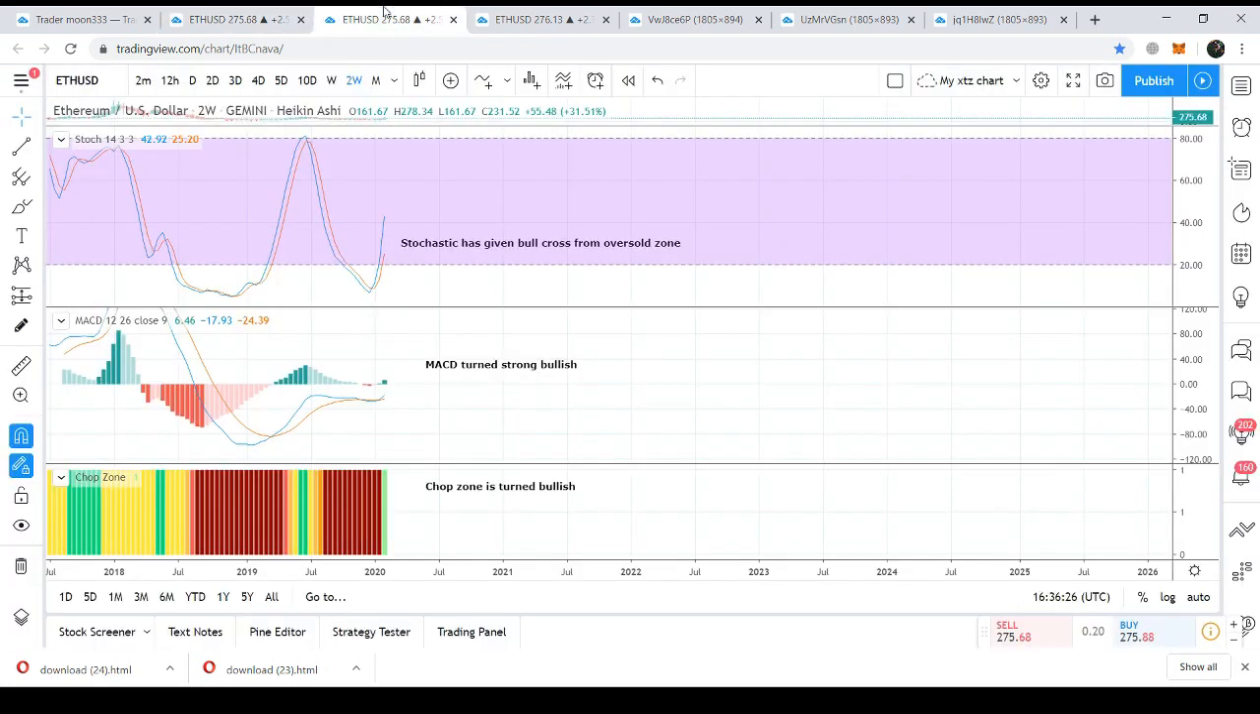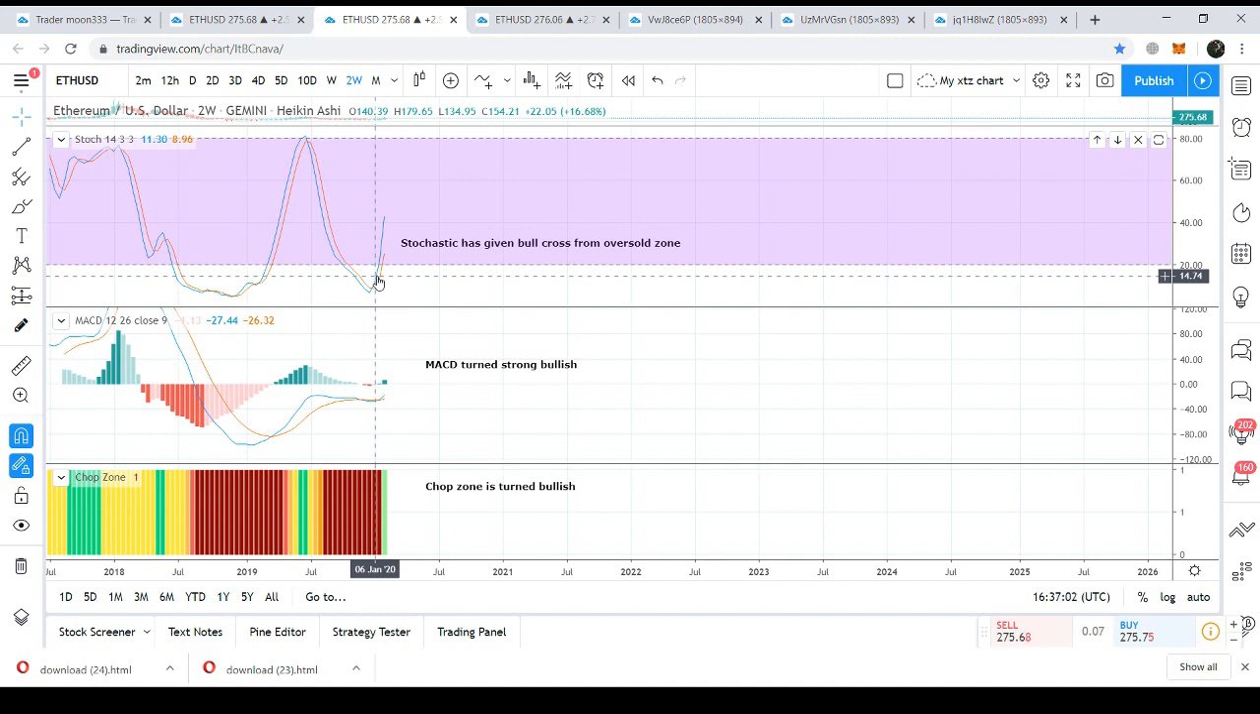rally. And if we move to a 2 week chart, a more long-term chart, then we can see on the 2 week chart the stochastic has given the bull cross here in January 2020. The previous bull cross was received in December 2018. That was a very long-term time, and now it has given us the bullish cross again by the stochastic. This is a very strong bullish signal on the 2 week chart.